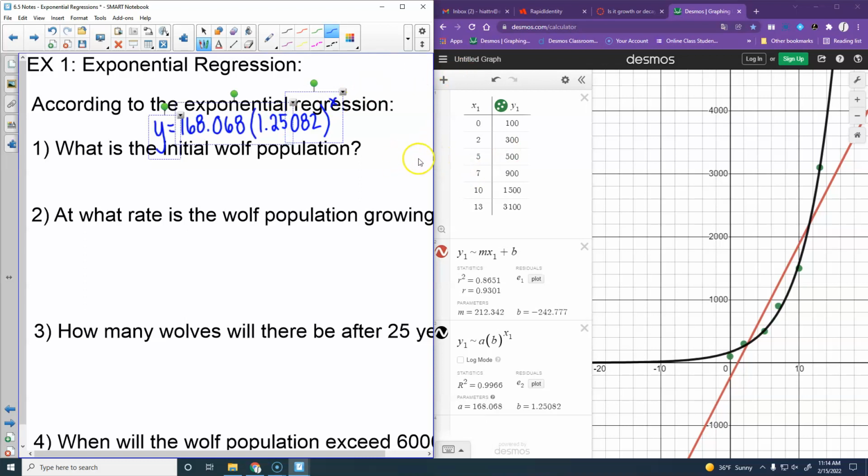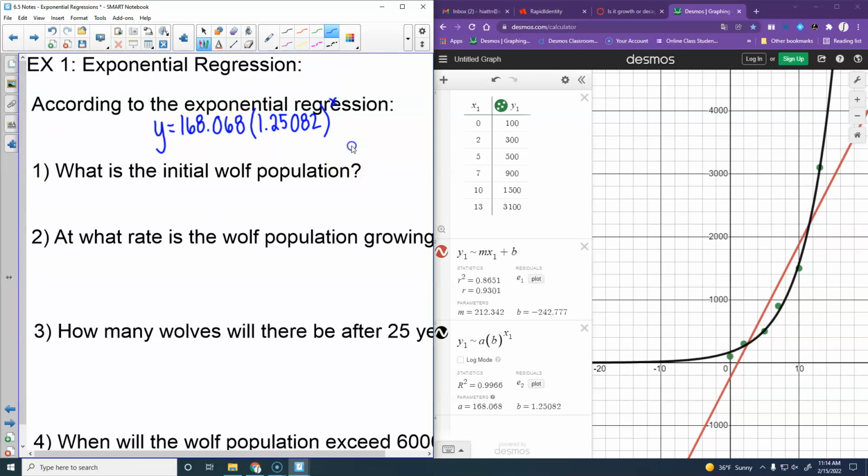Whenever it says according to the exponential regression, it means the equation there. So this is talking about the equation that we have here. So we got y equals 168.068 times 1.25082. We're answering this question based on the equation, not on the table that we see. Okay? So according to the exponential regression, Marley, what would the initial wolf population be? 168.068.